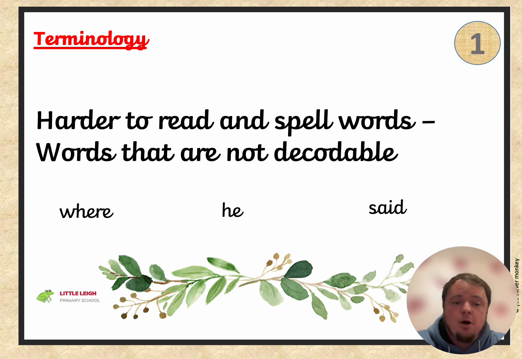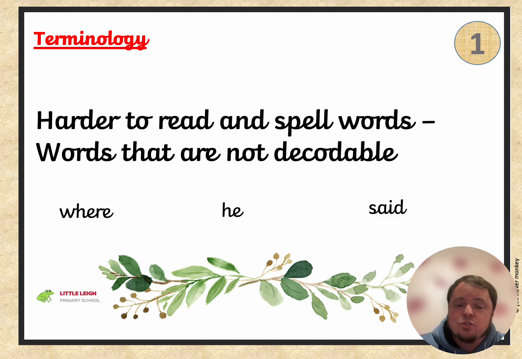Okay, harder to read and spell words. So these are words that aren't decodable. They do not follow the alphabetic code. So I've got some examples here. So the word where, for example. When the children are taught phonics, they know that the air phoneme has a grapheme of A-I-R. But in this word where, they realise that it's got E-R-E. So it's a different spelling. And it's similar to the word there as well. So the children realise that it's a hard to read and spell word because it has an alternative spelling to air that's not usual when we're having words that have the air phoneme in it.